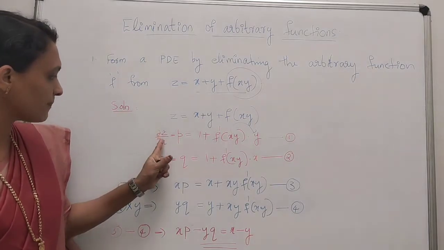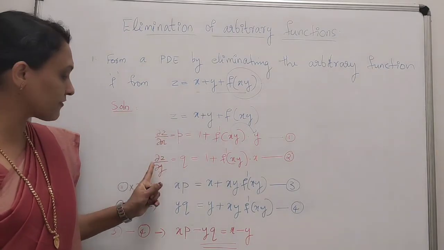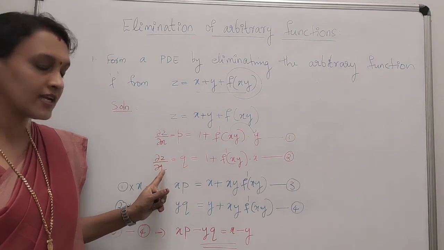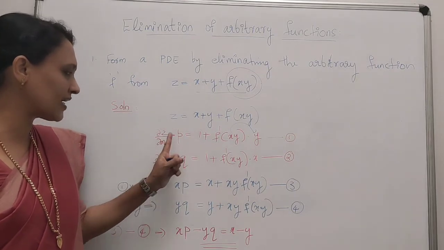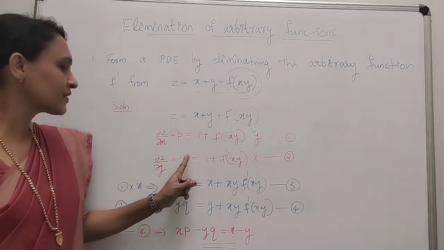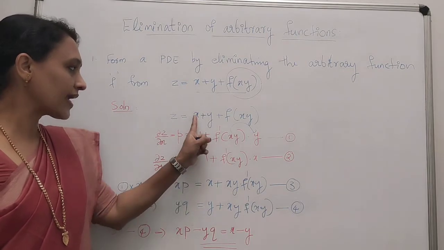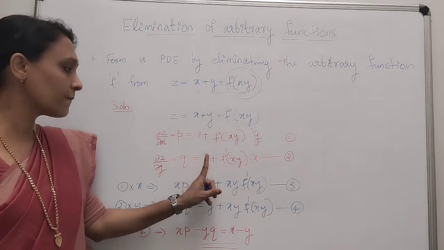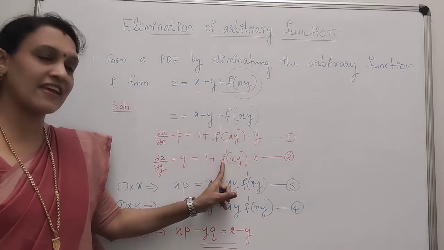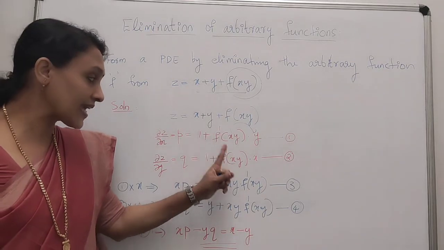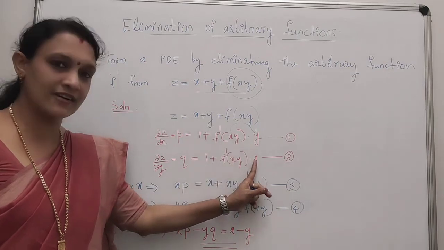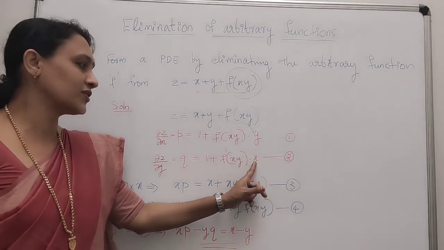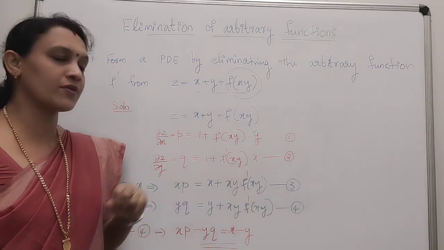Now again, the relation, you differentiate with respect to y. So dou z by dou y, we know that is q, right? Which is equal to x, that is 0, y derivative is 1, plus f whose derivative is f dash, again xy whose derivative with respect to y is x, and put it as equation number 2.